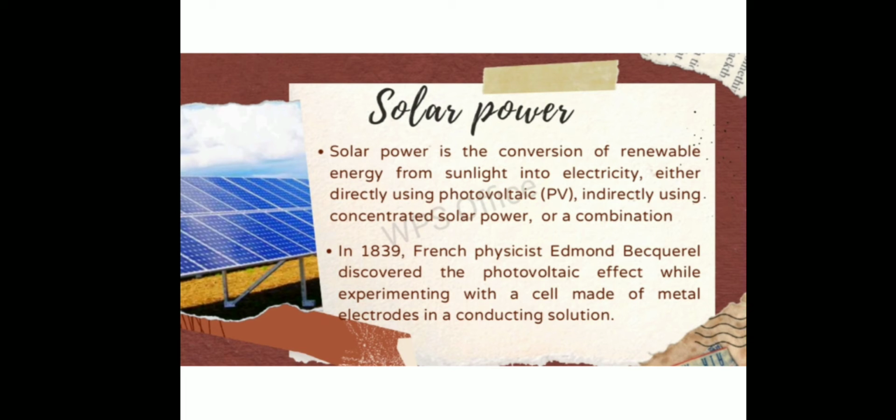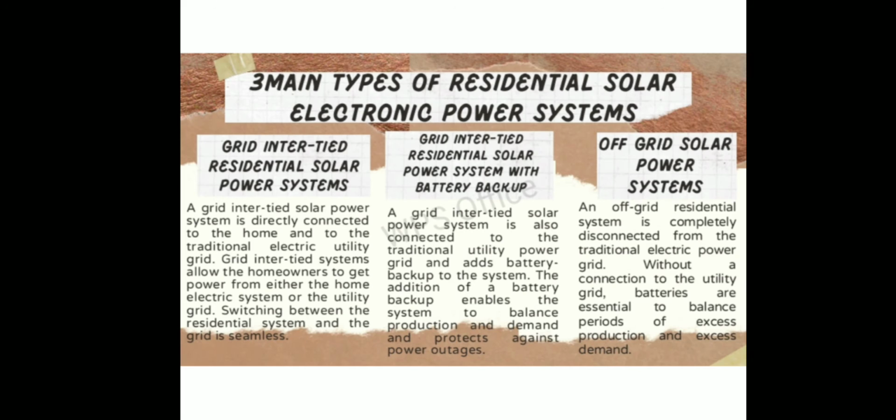So, when was solar power discovered? In 1839, French physicist Edmond Becquerel discovered the photovoltaic effect while experimenting with a cell made of metal electrodes in a conducting solution. Three main types of residential solar electric power systems.